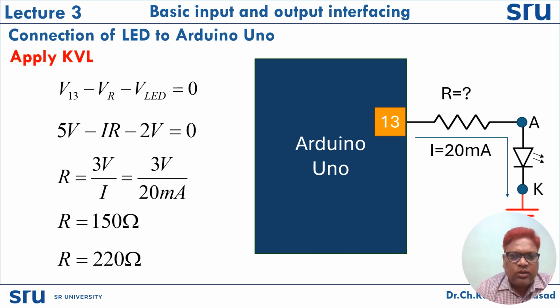So this is the connection of LED to Arduino. When you are connecting LED to Arduino, we need to use a resistor value of 220 ohms only. Okay.